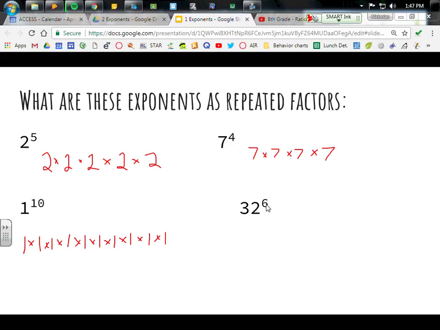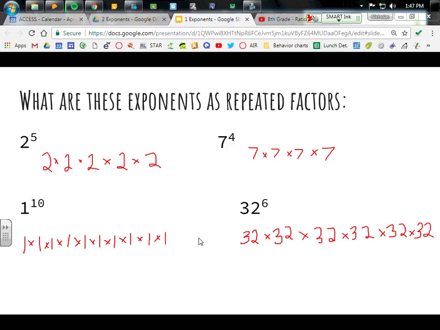And then 32 to the 6th power would be 32 times 32 times 32 times 32 times 32 times 32.